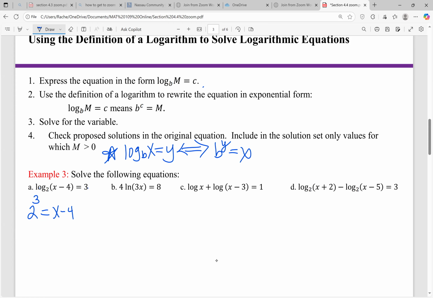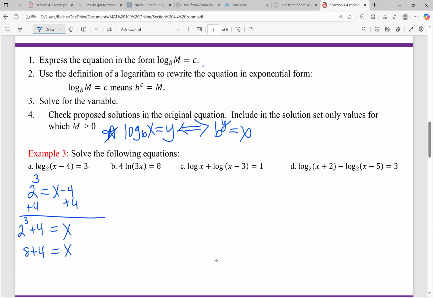And now I could easily solve for x, right? I could get x by itself by adding 4 to both sides. So I'm going to get x is equal to 2 to the 3rd plus 4. 2 to the 3rd is 8. So we get 8 plus 4, which is 12. And that's going to be equal to x.